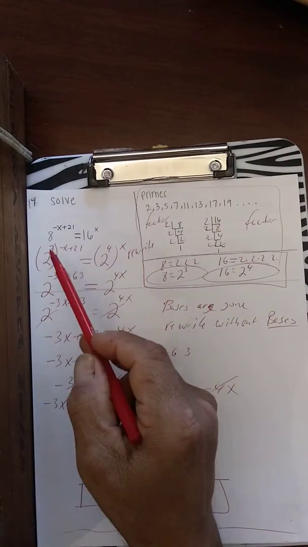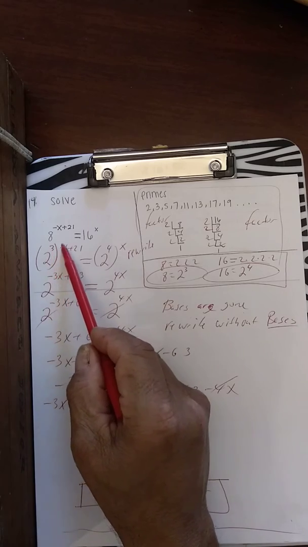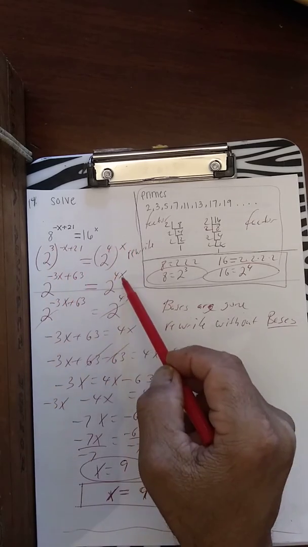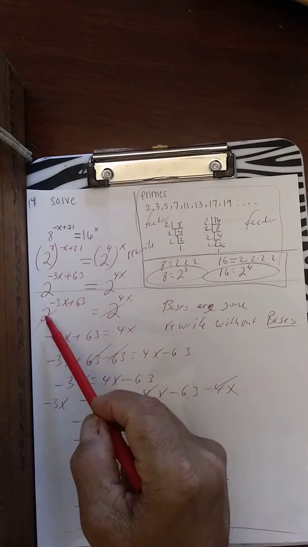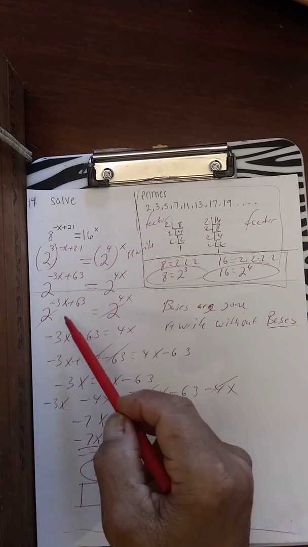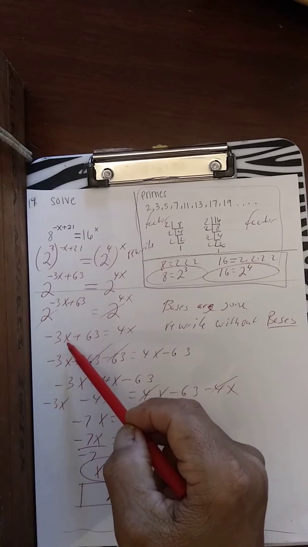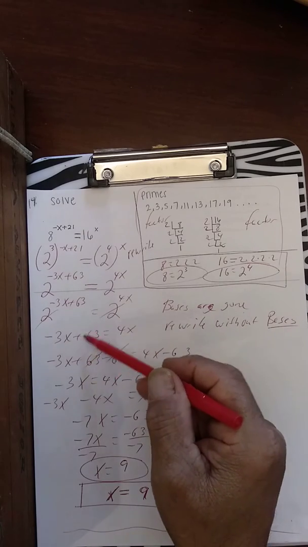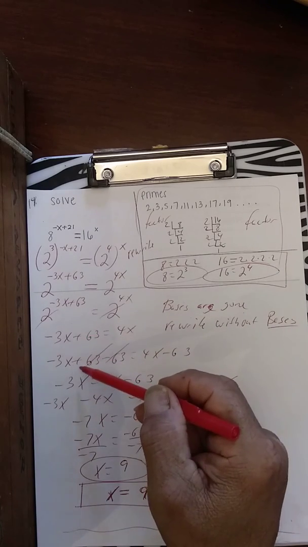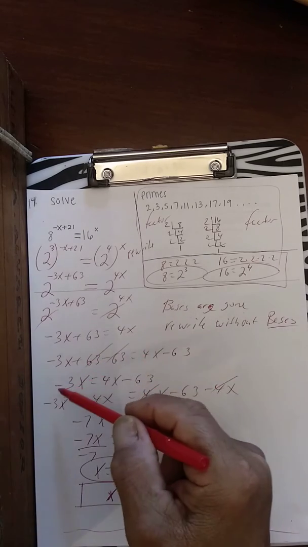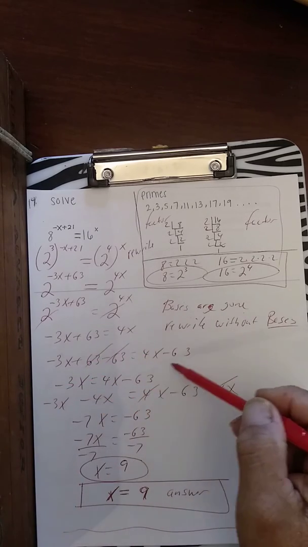Now, multiply the powers. 3 times negative x, negative 3x. 3 times 21, 63. 4 times x is 4x. Now, notice the bases are the same. You can cancel those out. We have left over negative 3x plus 63 equals 4x. Now let's get rid of 63. Let's subtract 63 from both sides. These are gone. So we have negative 3x equals 4x minus 63.